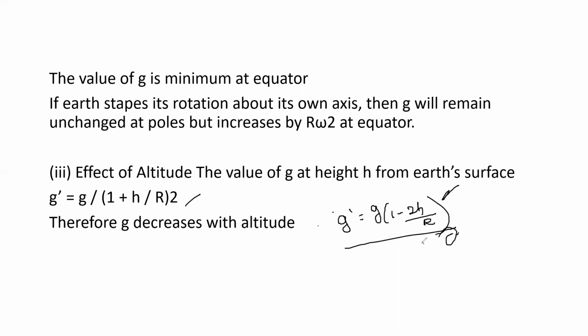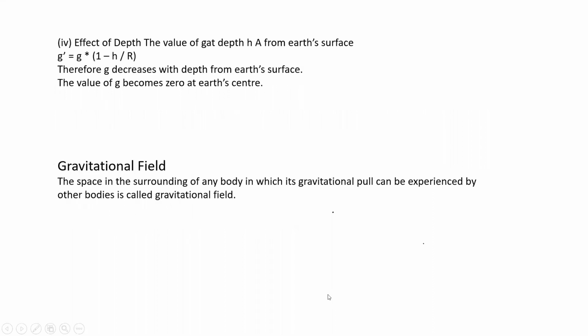As the value of g is decreasing, we say that the effect of altitude is that the g value decreases with altitude, right? So these are the factors which affect the value of g. First, the shape and size of the earth. Next, the axis of rotation of the earth. Then the altitude or height h. The next point is depth.